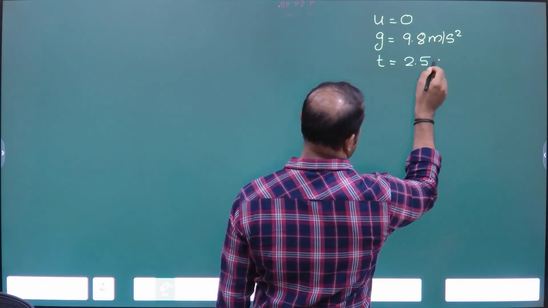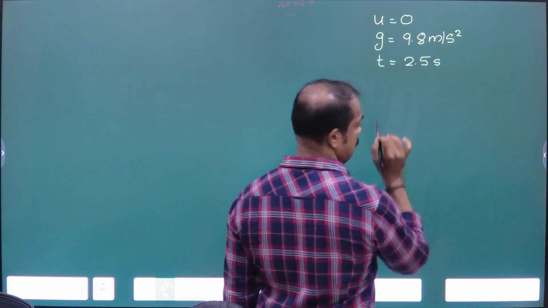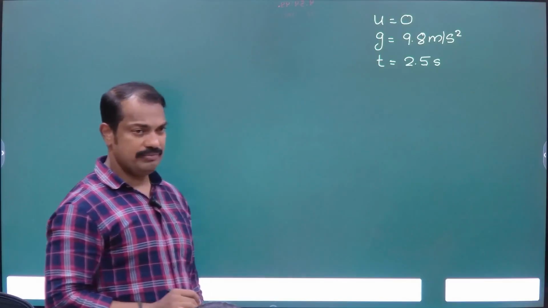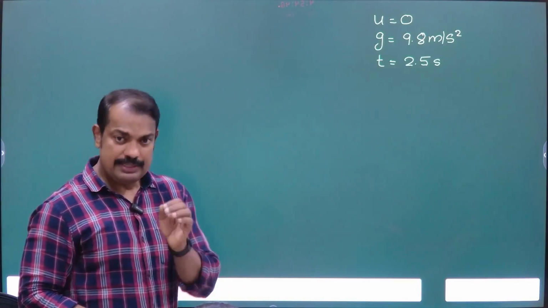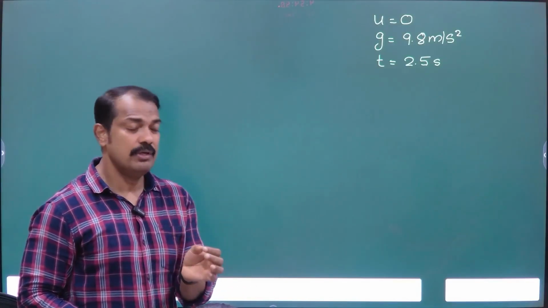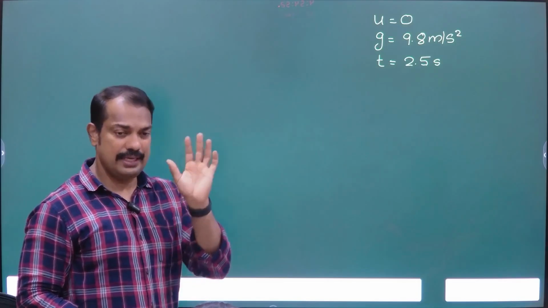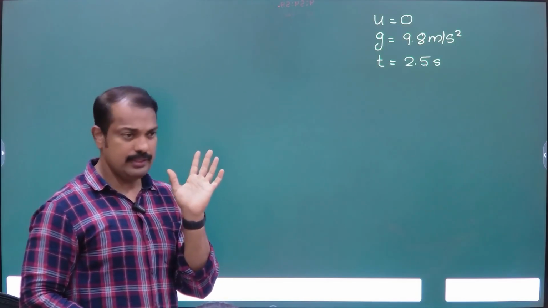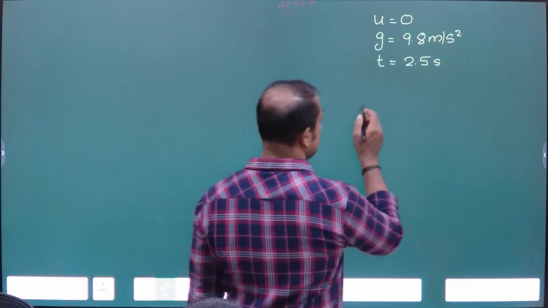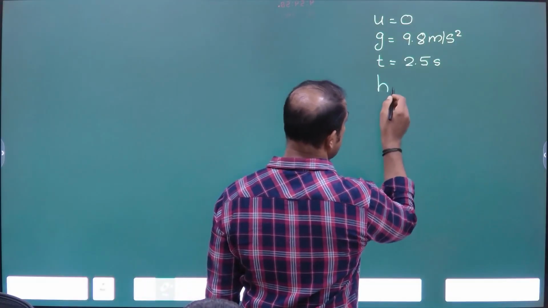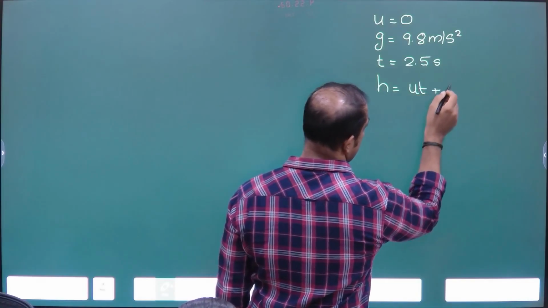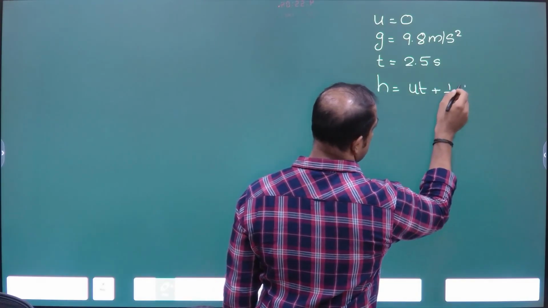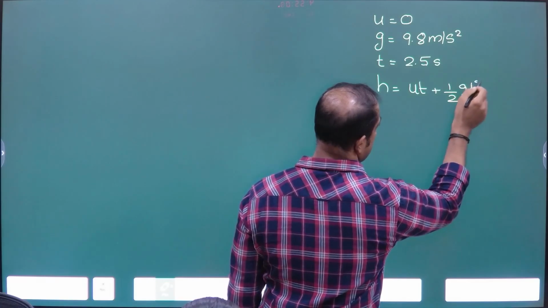Now listen. देखो, time is given. If time is not given, always apply the third equation of motion. Time is given, you have to find height, always apply the second equation of motion. According to the second equation of motion, H is equal to ut plus half gt squared.